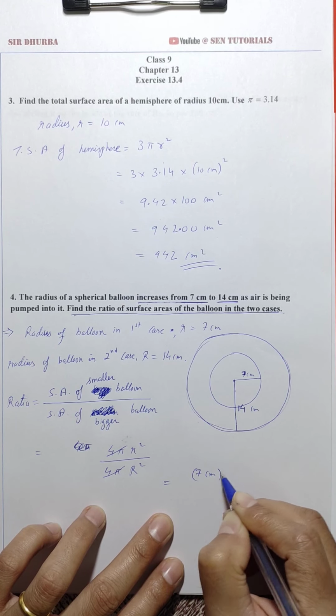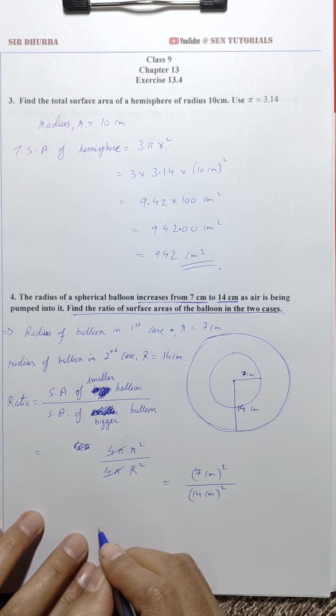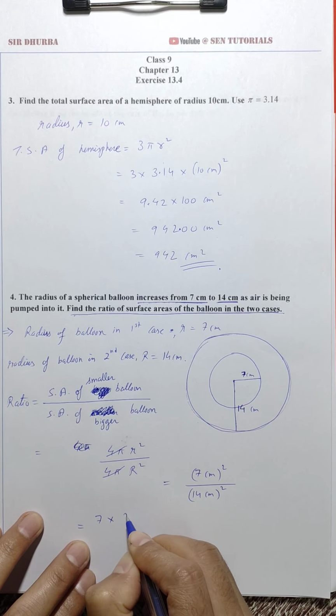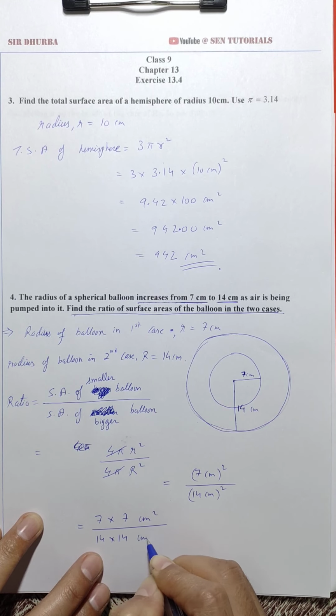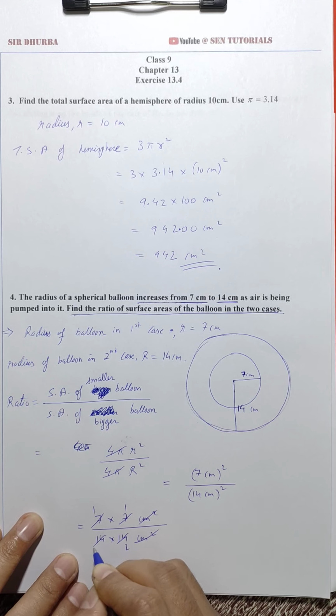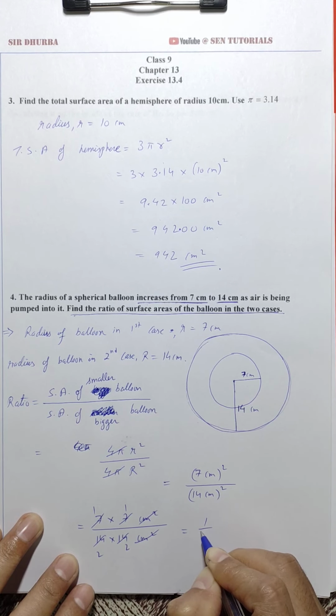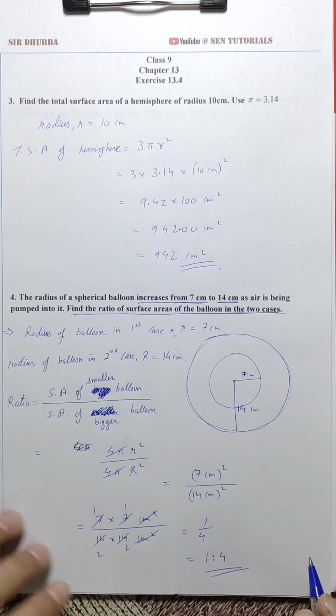So what is r? 7 centimeter whole square. The other one, 14 centimeter whole square. I'll just do it here. 7 into 7 centimeter square, 14 into 14 centimeter square. Square cancel. 7 ones are 7, 7 twos are 14. 7 ones are 7, 7 twos are 14. 1 upon 4. So the ratio is 1:4.